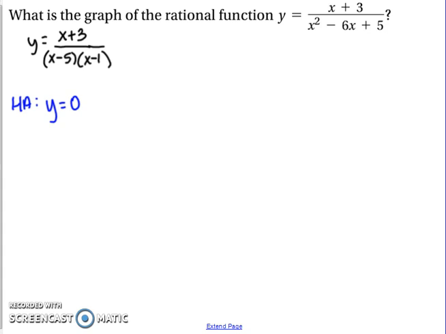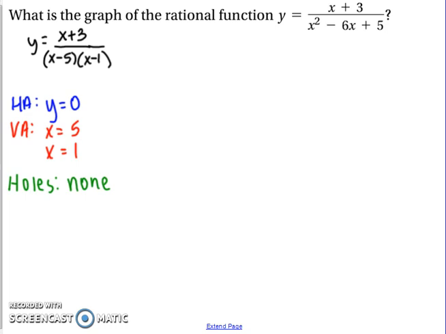So the next thing I'm going to do is my vertical asymptotes. Since nothing was canceled out, I have 2 vertical asymptotes. So vertical asymptotes, I have x equals 5, and I have x equals 1. Next thing we have is our holes. Because nothing was canceled out, there are no holes. So holes would be none.